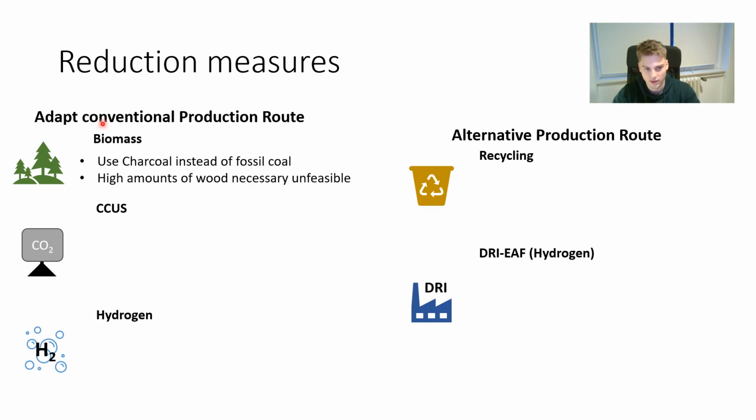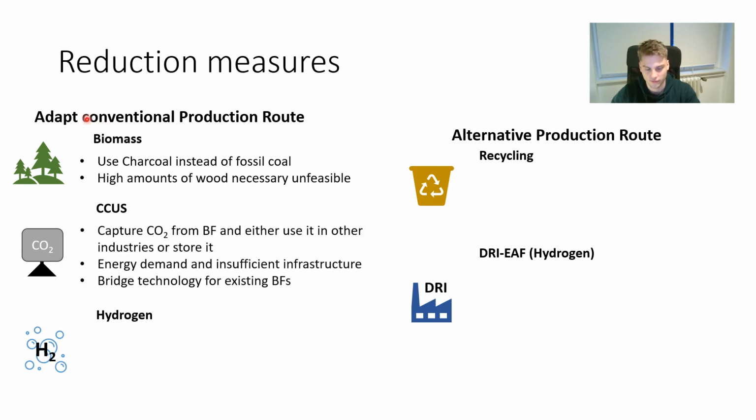Next up is carbon capture, utilization and storage, short CCUS. The idea behind that is that we collect the waste gases from the blast furnace, so for example we capture the CO2 before entering the atmosphere, and we can either use the CO2 in other industries, for example for e-fuels or in the chemical industry, or we can store it to prevent it from leaking into the atmosphere.